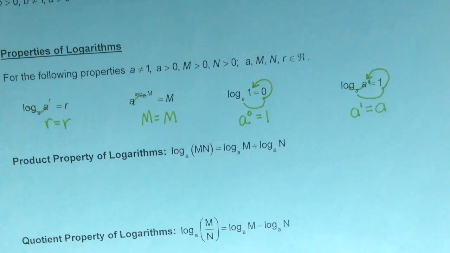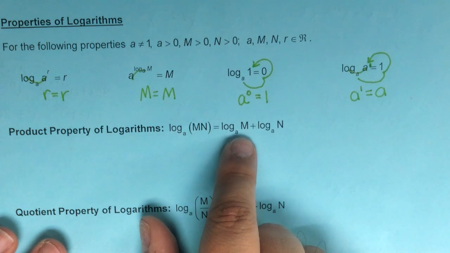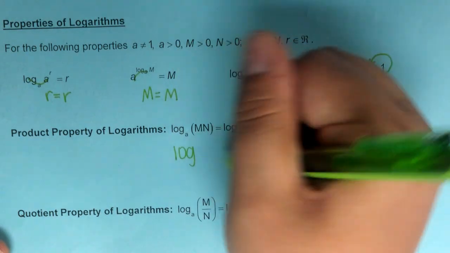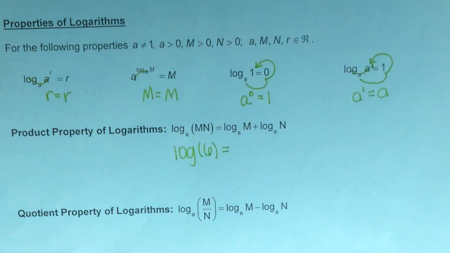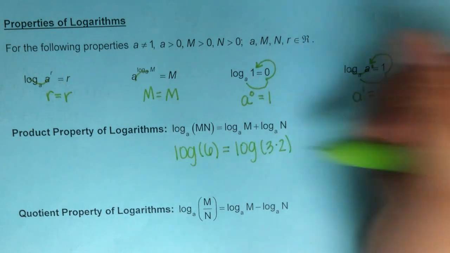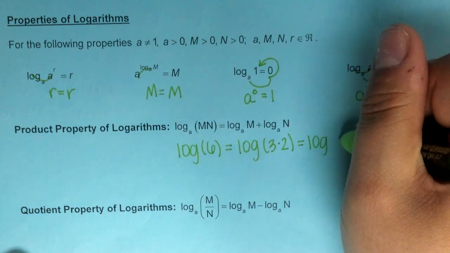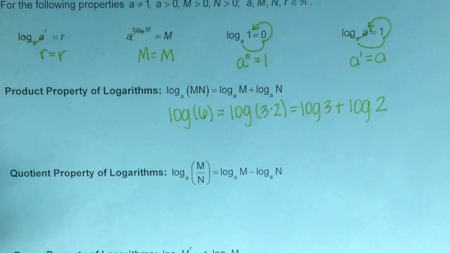All right, now, properties of logs are just like properties of exponents. So the first one is your product property. When you are multiplying two things, what can you do to your logs? Separate and add them. So for instance, if I have the common log of 6, how can I make that multiplication? The common log of 3 times 2. And how would I expand that out? The log of 3 plus the common log of 2. And that's it.